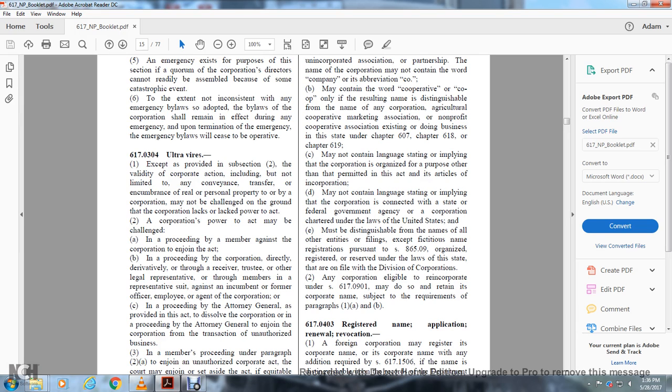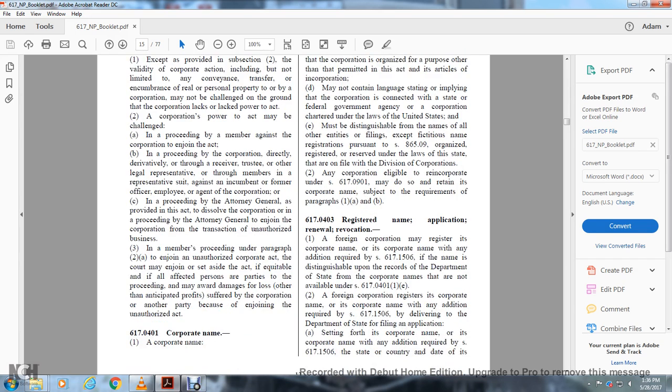A proceeding by the Attorney General may be brought for dissolution of the corporation, or to enjoin the corporation from the transaction of unauthorized business. In a proceeding by a member under paragraph 2(a) to enjoin an unauthorized corporate act, the act may be enjoined and set aside if equitable, and if all the persons who are parties to the proceeding are before the court, the corporation or any other party may be awarded damages for loss, other than anticipated profits, suffered because of the enjoining of the unauthorized act.